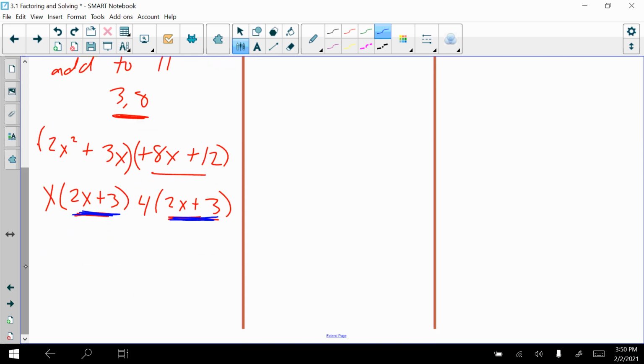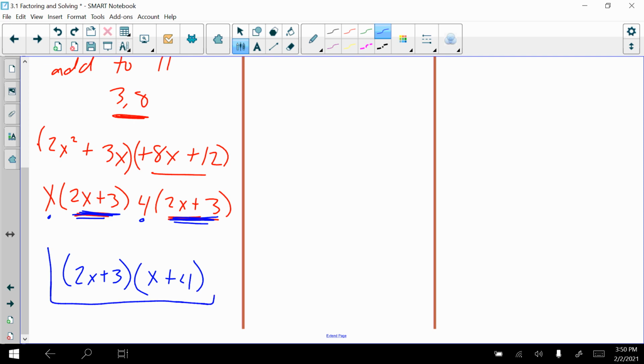Here's what we're going to do now. My final answer is going to be the common factor between these two pieces, so 2x plus 3, times the two GCFs that I pulled out put together into one. So it's going to be x plus 4. This will be my final answer. So I took my repeated factor and I took my two GCFs, I put them into one, and that is going to be my final answer. Okay?